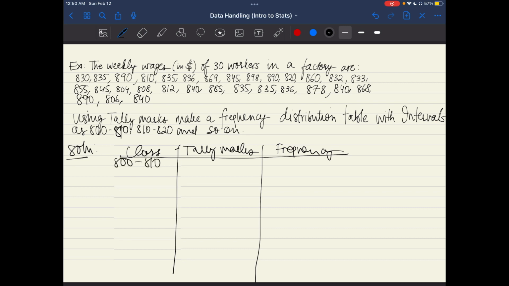800 to 810, 810 to 820, 820 to 830. We can see that the largest number here is 890. I see 890. I don't know if there's something more than 890. Oh, there's 898. So the largest number that we have here is 898. So of course the last interval has to make sure that it covers 898. So we'll keep going with our intervals for now.